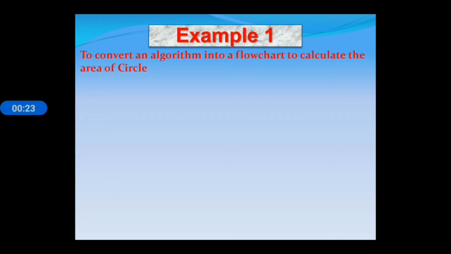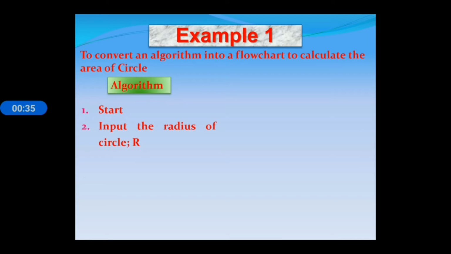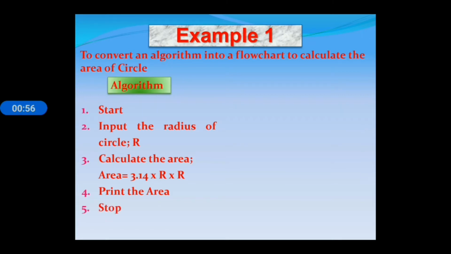First example is to calculate the area of a circle. This is the algorithm. First start, then input the radius in the variable r, because for calculating the area of a circle you need a radius. Then put the formula to calculate the area of a circle, that's pi r square. So here we write 3.14 into r. Then print the area. At last, stop.